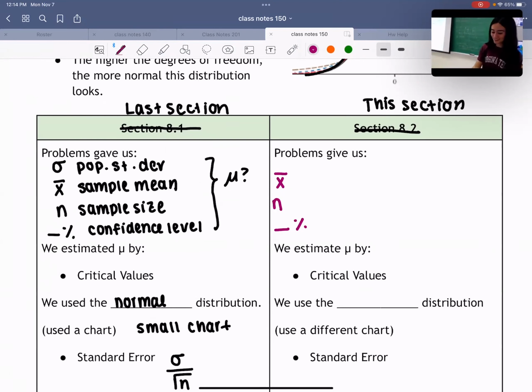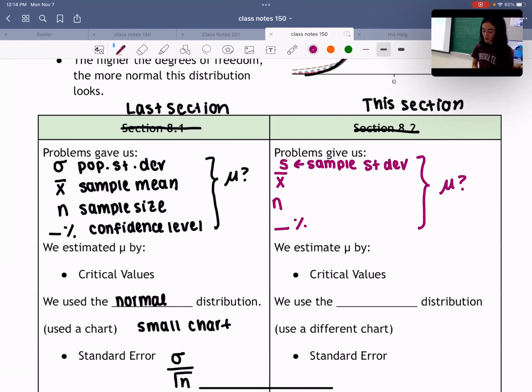Sample standard deviation. What's the symbol for sample standard deviation? S. S, right? That's our easy symbol. This is the sample standard deviation. Okay, we're still going to be asked to find the population mean. Okay, so the question is very similar. We're literally just given the sample standard deviation instead of the population standard deviation. That's the only difference between these two types of questions. The process is a little bit different.